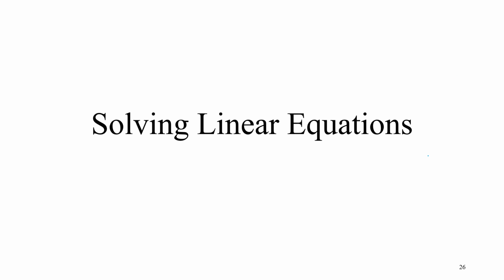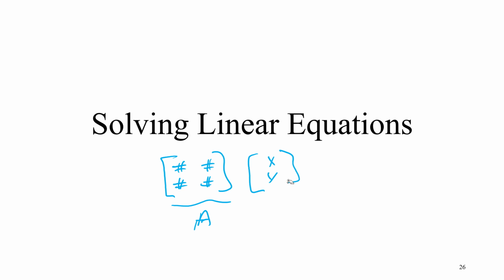Now we're going to look at solving linear equations. And now when we're doing these ones, we're going to have a matrix. And we will split the coefficient matrix, so if this was A, from our other matrix, so this would be our variables, x and y, and then our answers. So you could think of it as A, x, and b.